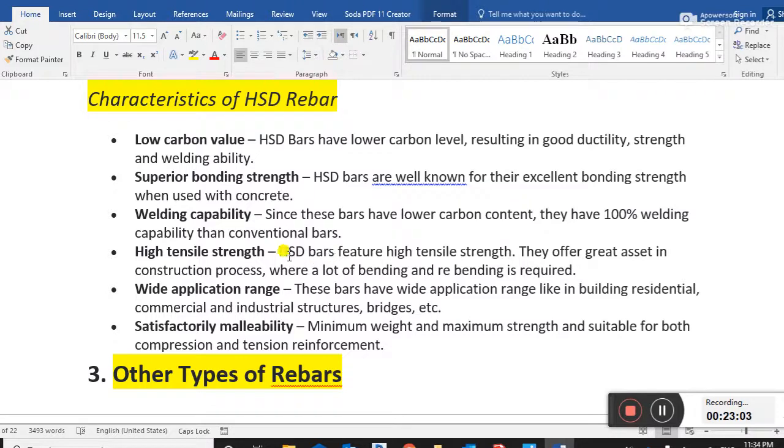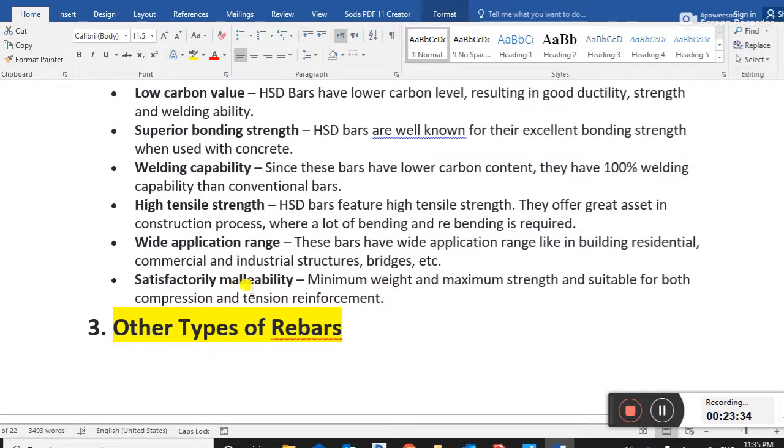High strength deformed bars feature high tensile strength. They are a great asset in construction processes where a lot of bonding and bending is required. Application range. These bars have a wide range of applications like building, residential, commercial, and industrial structures, and bridges. Satisfactory malleability, minimum weight, and maximum strength, and suitable for both compression and tension reinforcement.